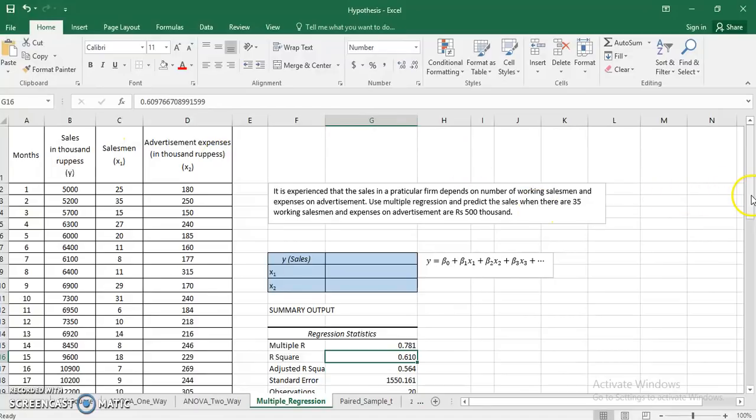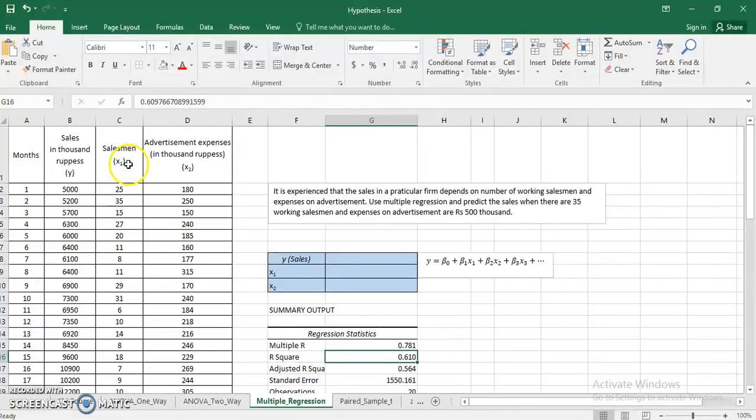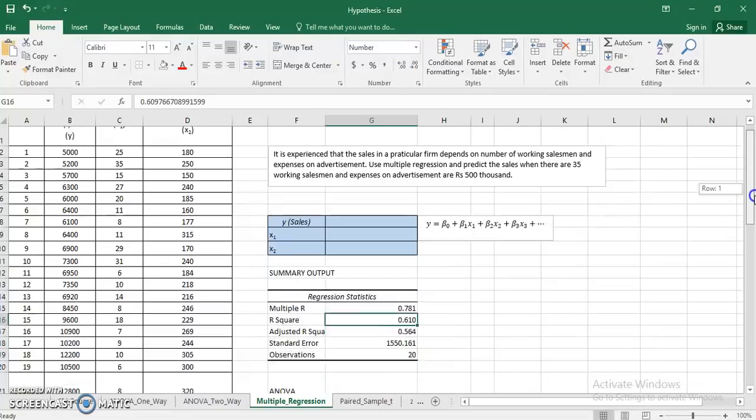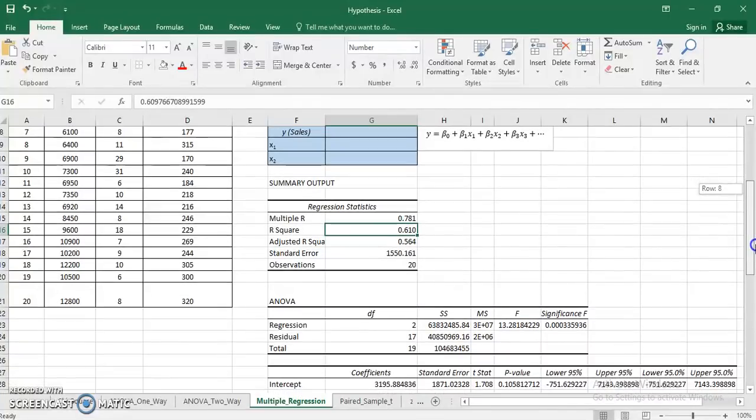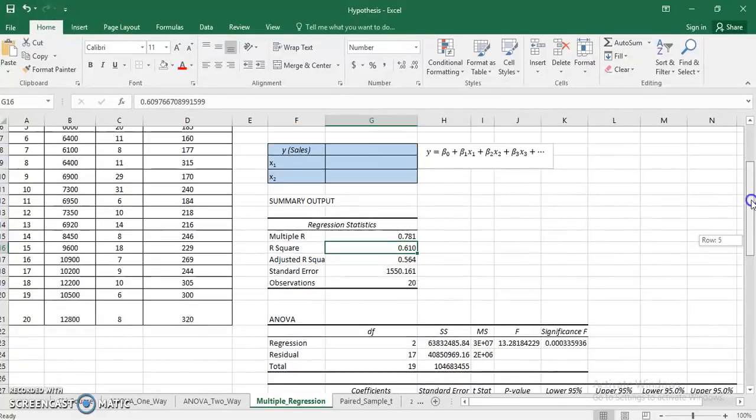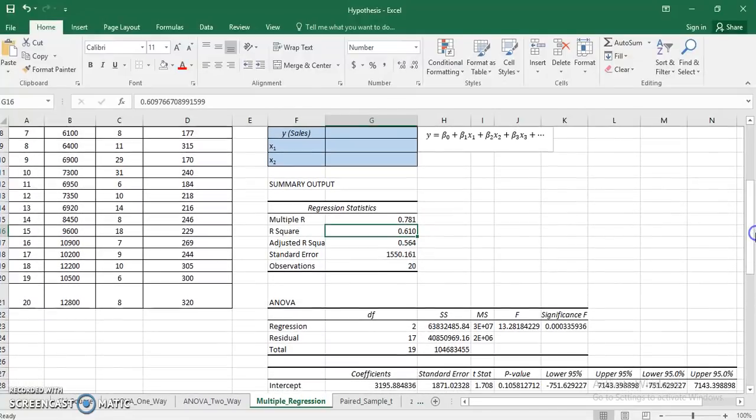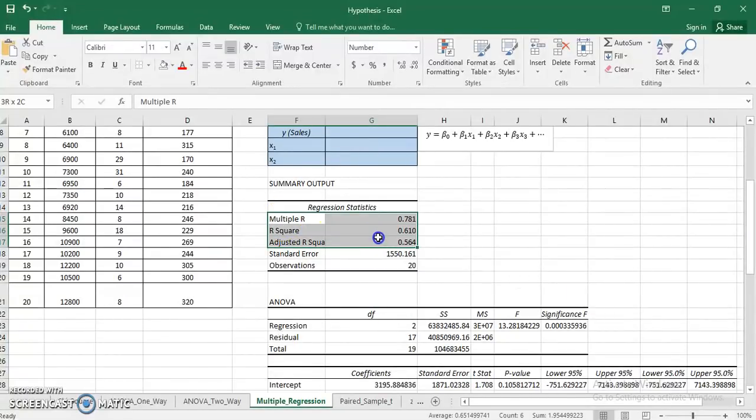Now, it doesn't mean that 61% can be divided into two halves, that is, 30.5% of the impact on sales is created by salesmen, and 30.5% impact is created by advertisement expenses. No, this is not the case. The only explanation I get from here is that a total of 61% of the variation in the sales is caused by number of salesmen and advertisement expenses together. So that's about multiple R and R square. I'll be skipping adjusted R square and standard error for now. There are 20 observations in total.